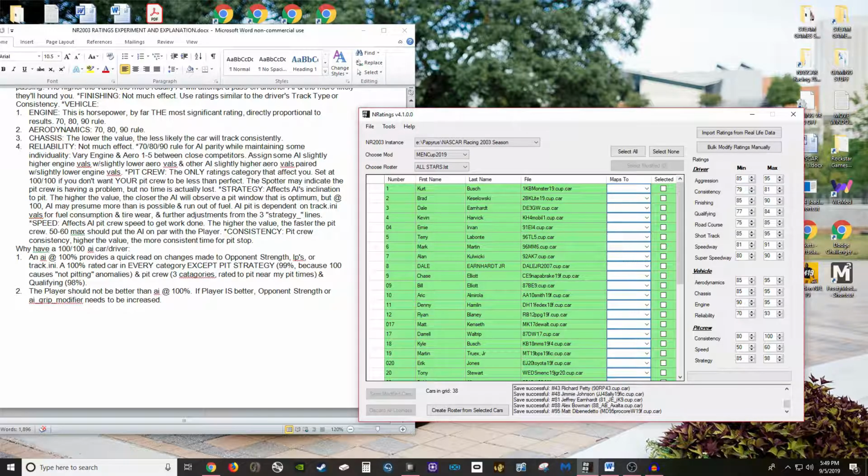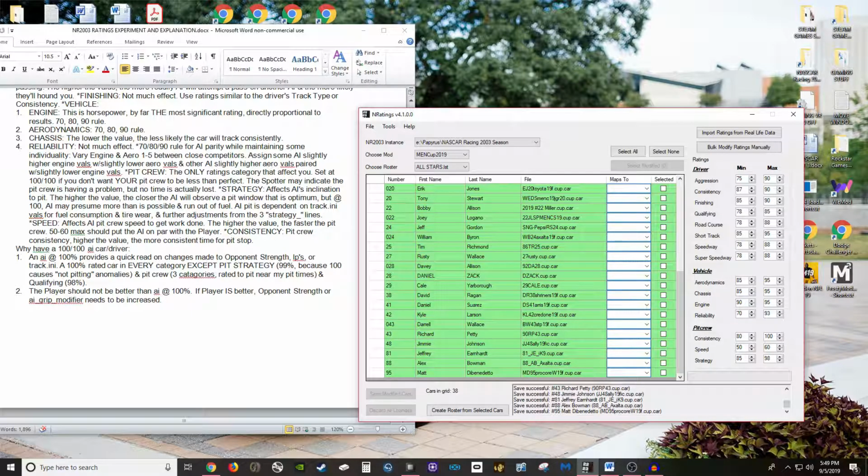How long would it take you to change the reliability for every single driver in the game if you had to do it one at a time? This gives you the opportunity to change it for multiple people at the same time in just a few seconds. So that's what I like about it.